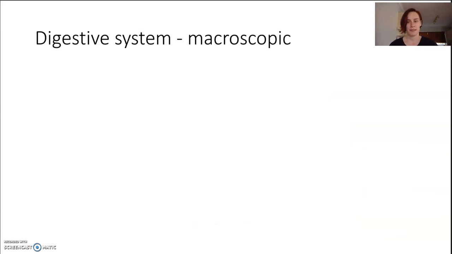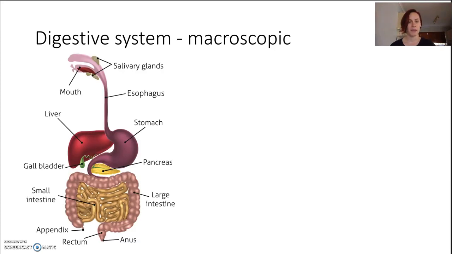From a macroscopic standpoint, we're looking at the bigger picture. These are the organs that we need to be aware of: the mouth, the esophagus, stomach, small intestines, and large intestines, that's the main digestive tract part, but also the liver, the gallbladder, and the pancreas are accessory organs to this process. They're all involved here. They're the main parts of it, and there are obviously lots of other parts.